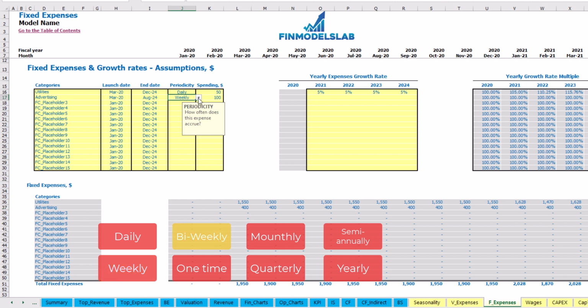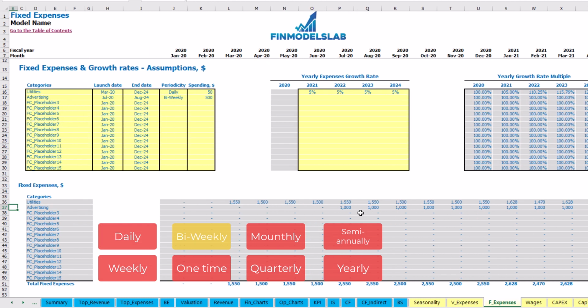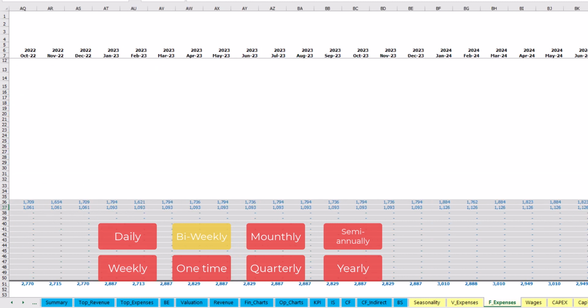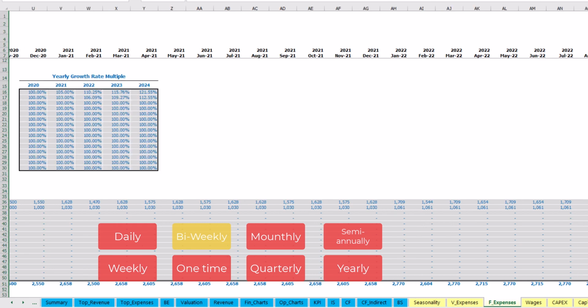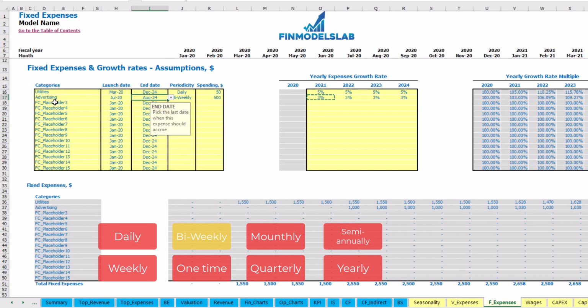And that's it. Another option is bi-weekly. For example, $500. You can start from July, for example, and you will have 2 payments, which is 2 bi-weekly payments within the month. $500 multiplied by 2, you have $1,000 per month. Again, you can input some growth rate, and you will see that your advertising expenses will grow year over year till the August 24, which is the last date of this expense type.